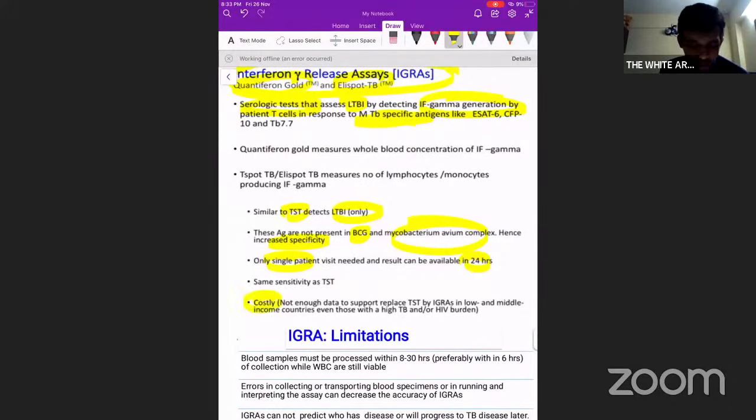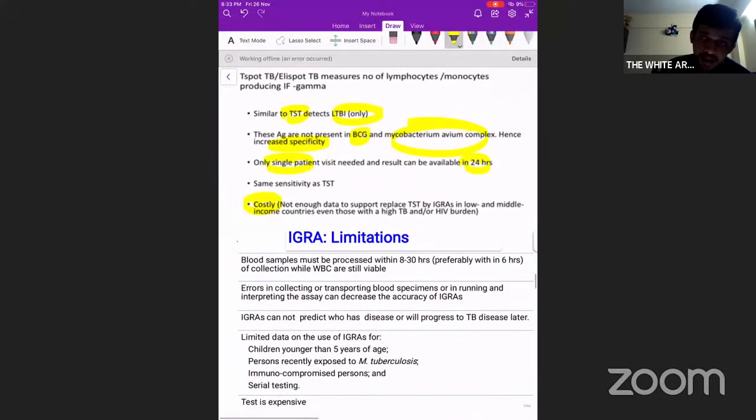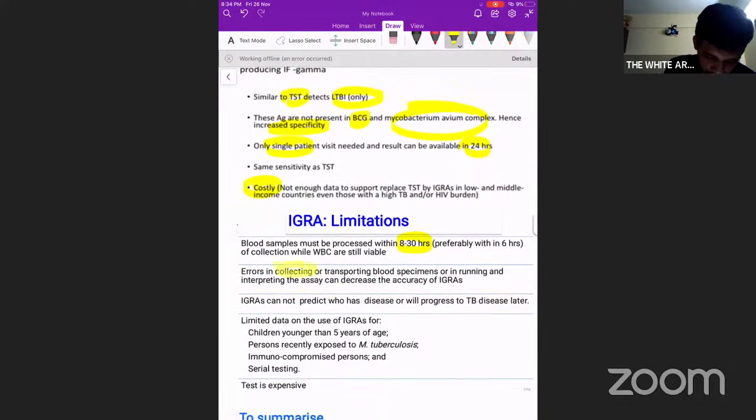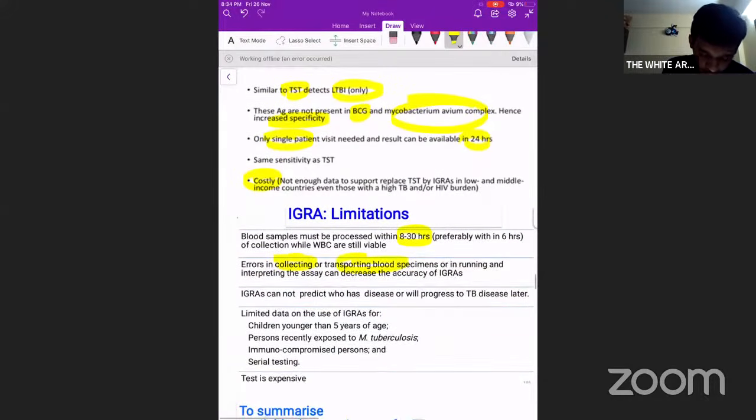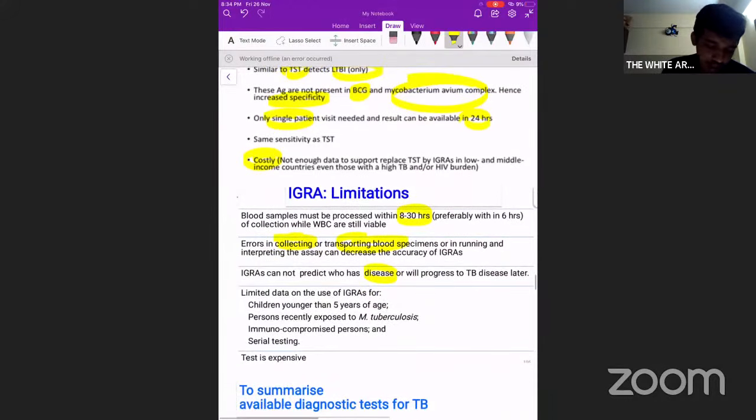Okay. The drawbacks: one, it is costly, and it needs properly trained personnel because blood samples must be processed within 8 to 30 hours. So if the infrastructure is not that good, if we have to transport the specimen, then we might expect a delay, and in those conditions we will not be able to perform. Okay, errors in collecting and transporting the blood sample as told earlier, and this as well cannot differentiate disease from infection. Okay, fine. And there are limited data available or limited studies in children less than 5 years of age.